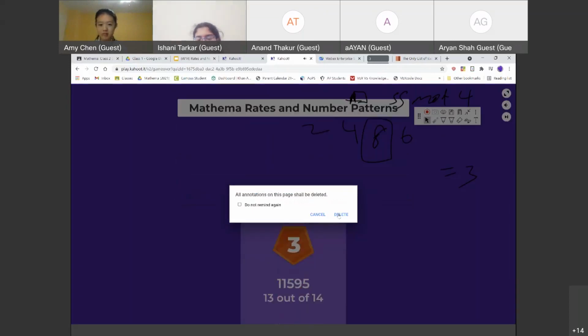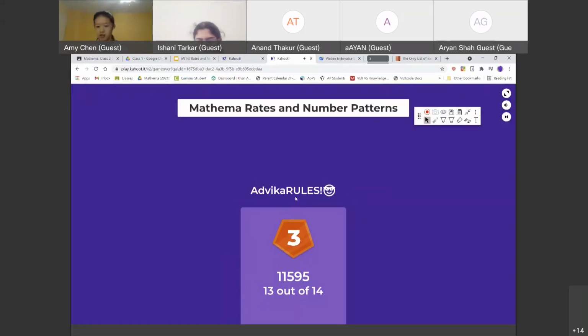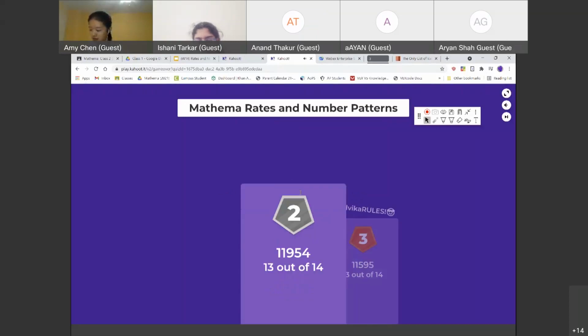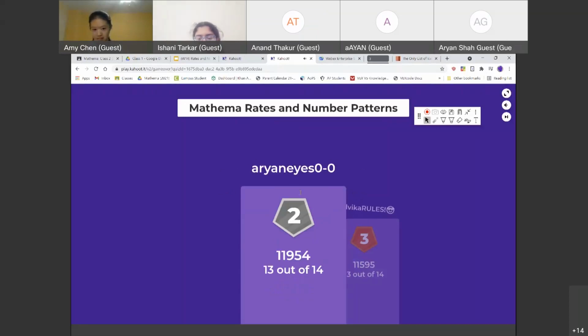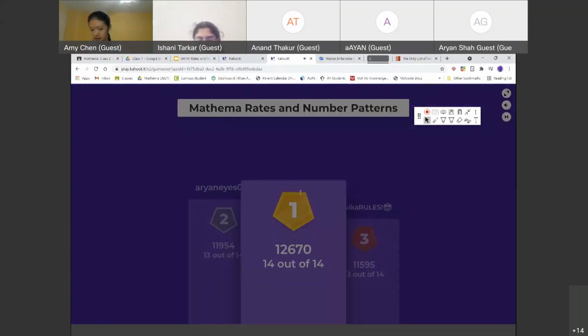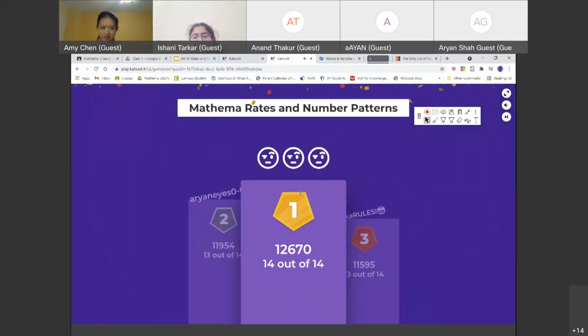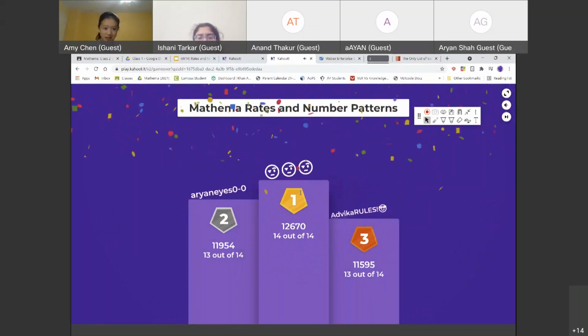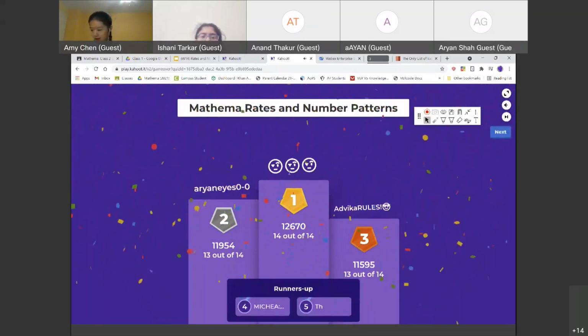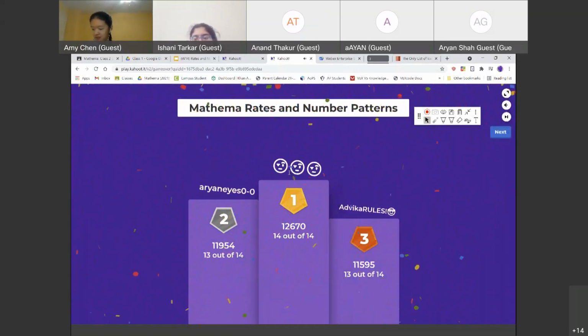Alright, let's look at the podium. Okay, in third place we had Advika rules. In second place we have Aryan Eyes, which I assume is Aryan. And in first place we have Interesting Faces. Okay, runners up is Michael and TH.